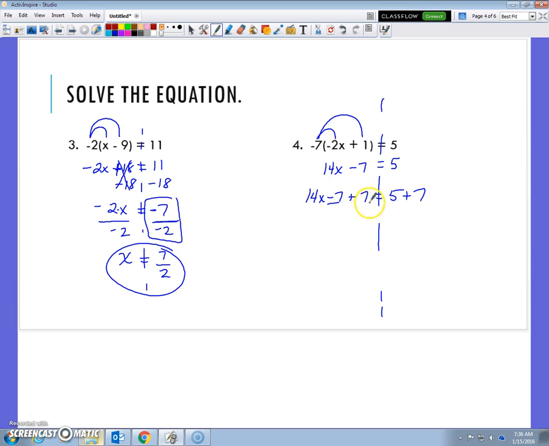So this is an expression over here, and this is an expression over here, just like what we did when we took our expressions test. So don't think that I'm adding the 7 to this part of the equation. I'm adding it to the whole side of the equation. But the only parts that can be combined are the negative 7 and the positive 7. That makes 0, so I'm just left with 14x.